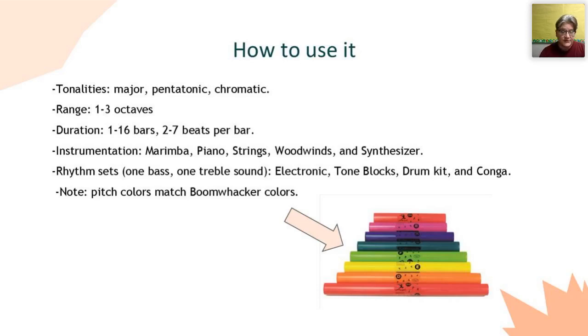There's 3 tonalities. There's major, pentatonic, and chromatic. We were doing the major tonality, obviously. The range is from 1 to 3 octaves. For duration, you can have anywhere from 1 to 16 bars with 2 to 7 beats per bar. Instrumentation, as I said, we have marimba, piano, strings, woodwinds, and synthesizer. And for the rhythm sets, there's electronic, tone block, drum kits, and conga. A low sound and a high sound for each of those.